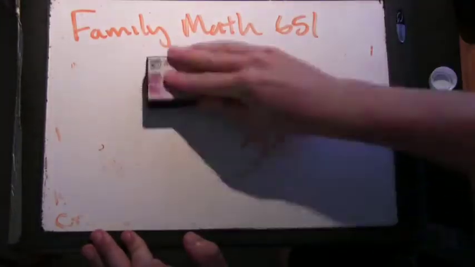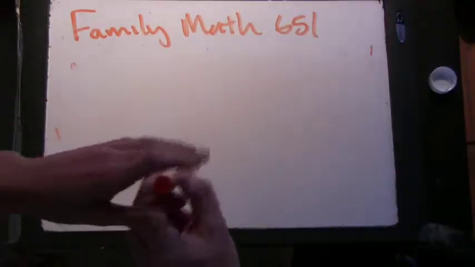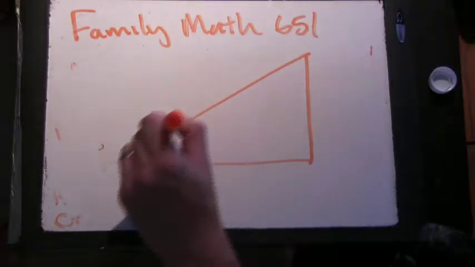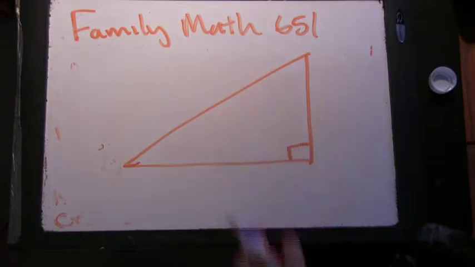Okay, so we have a right triangle, and we're going to try to find the center of the inscribed circle. For now, I'm not going to worry about it being 5, 12, and 13. It's just a right triangle. How do you think we do this?